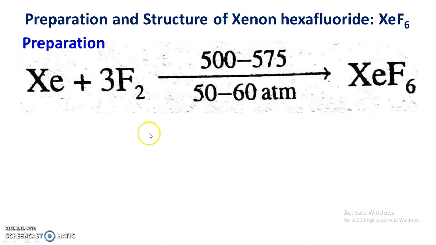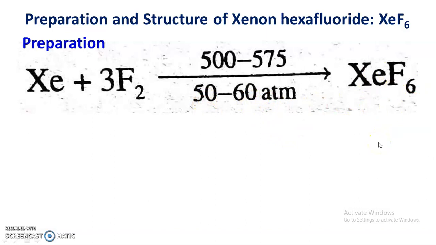So first method, xenon hexafluoride is prepared by heating the mixture of xenon and fluorine in the ratio 1:20, in a sealed nickel vessel at a temperature of 500 to 575 Kelvin, and at a pressure equal to 50 to 60 atmosphere. So under drastic condition, there is a formation of xenon hexafluoride.